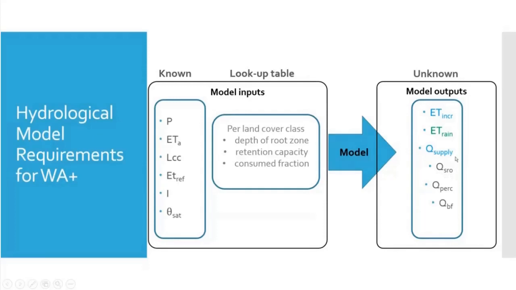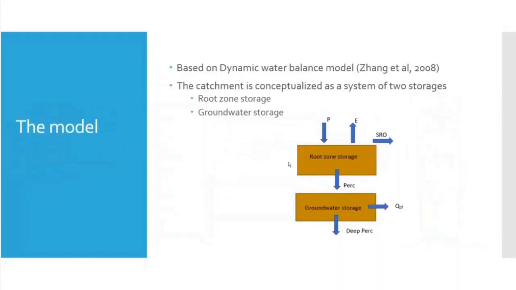And the catchment in their conceptualization is treated as a system of two storages, the root zone storage and the groundwater storage. We have precipitation as an input, evapotranspiration as an output, and surface runoff, and we have percolation from the root zone to recharge the groundwater storage, and the groundwater storage will be drained through a base flow and deep percolation to deep layers of groundwater.